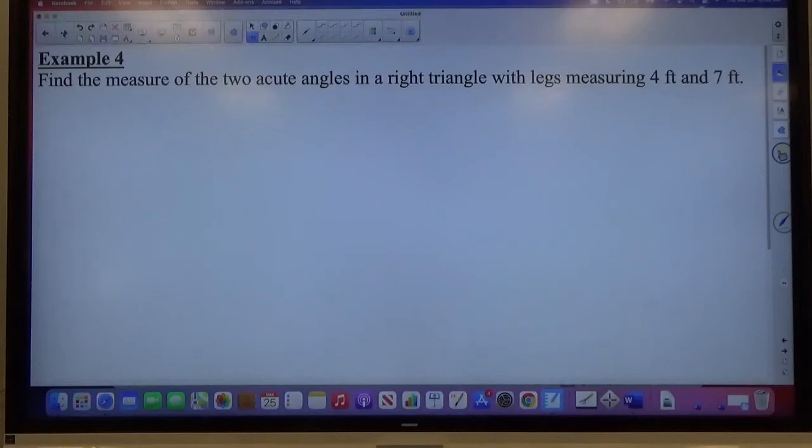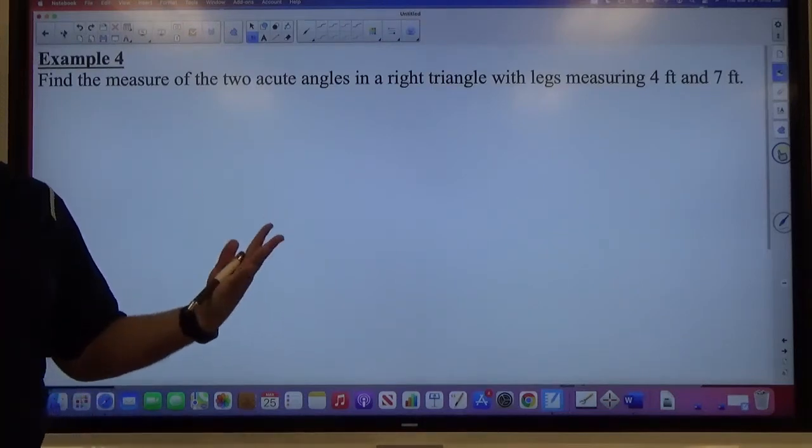Okay, example 4 is a little bit more just a basic problem. There's not a fire happening in this problem. It's probably a little less exciting. But anyway, find the measure of the two acute angles in a right triangle with legs measuring 4 feet and 7 feet. So they're telling us about this right triangle.